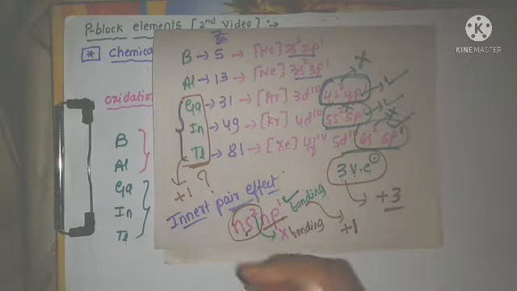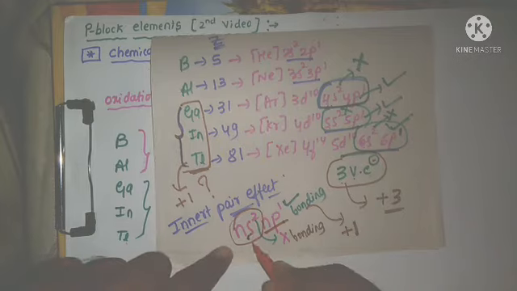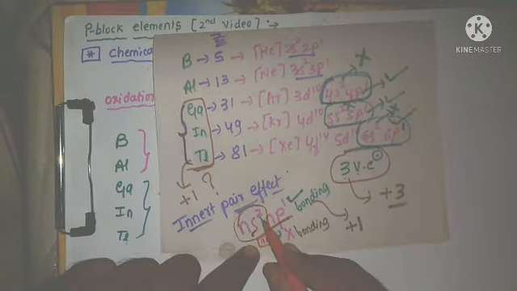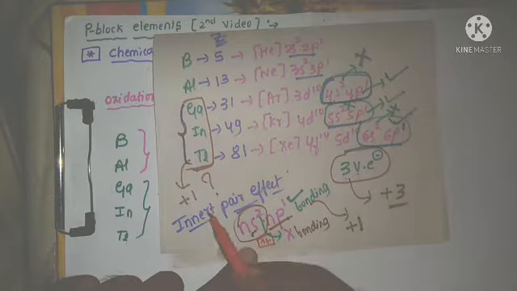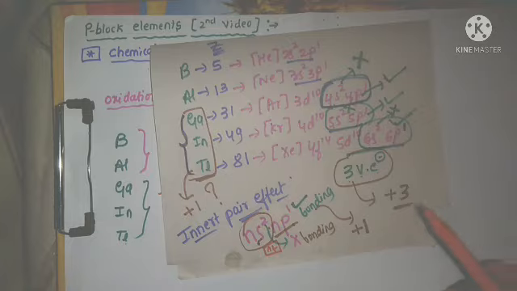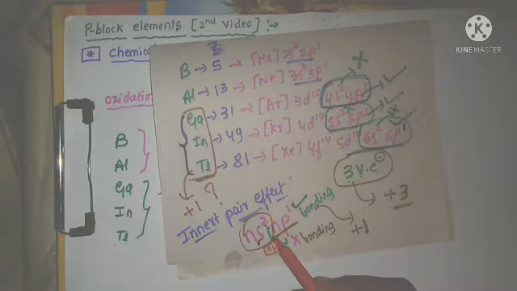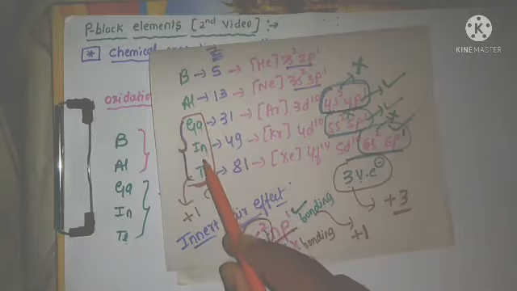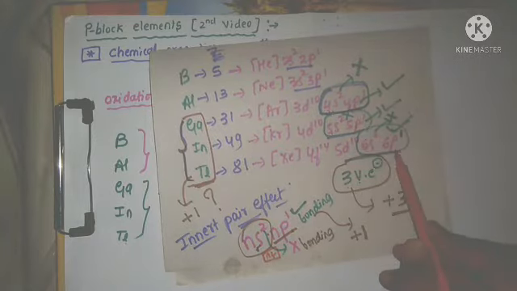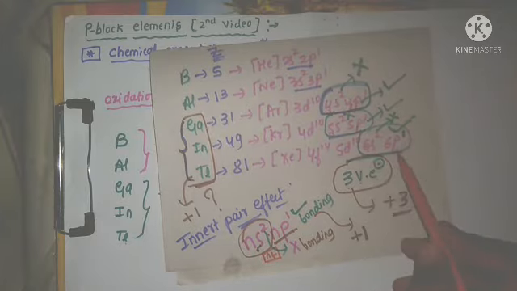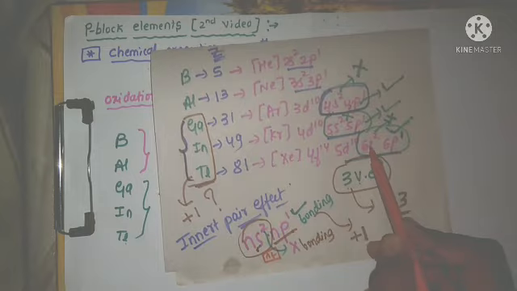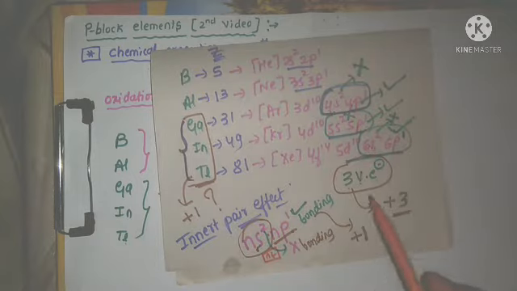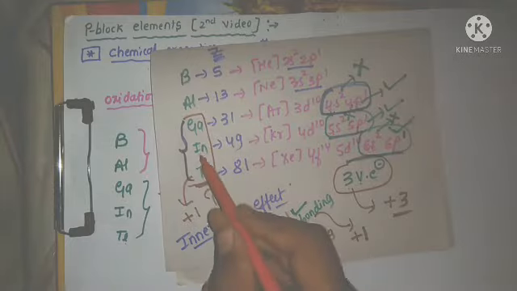Now check why it is called the inert pair effect: because the s electrons are paired electrons, two electrons which are not involved in the bonding, therefore it is called the inert pair effect. What is meant by the inert pair effect? In the valence shell of an atom, maybe gallium, indium, thallium, only the p electrons are involved in the bonding, not the s electrons. That effect is called the inert pair effect. Because of that effect, the oxidation state of gallium, indium and thallium is +1.